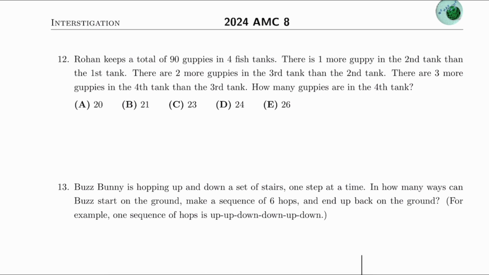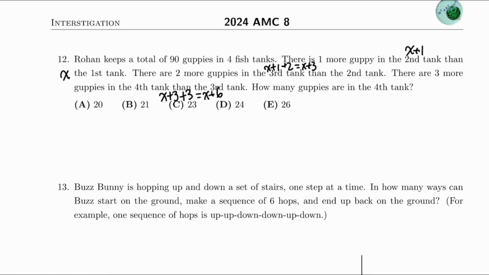So we know that, let's say the first tank had x guppies. Then the second tank will have x plus 1 because that's 1 more. And the second tank has x plus 1. So the third tank has x plus 1 plus 2, which is x plus 3. And there are 3 more guppies in the fourth than the third. So that will be x plus 3 plus 3, so that's x plus 6.